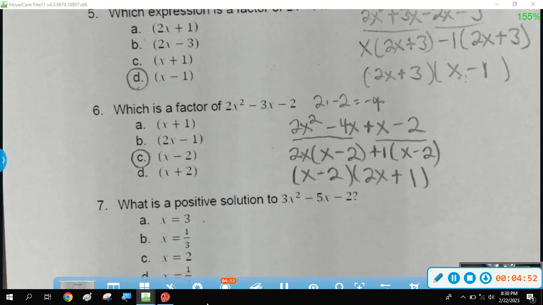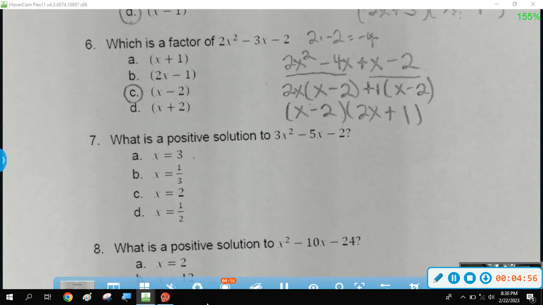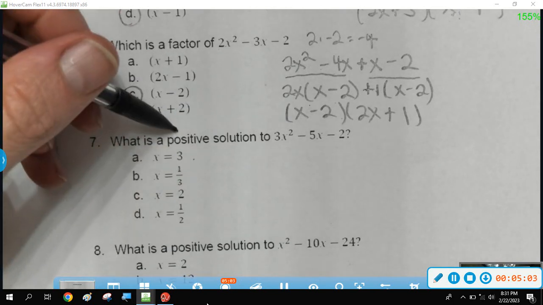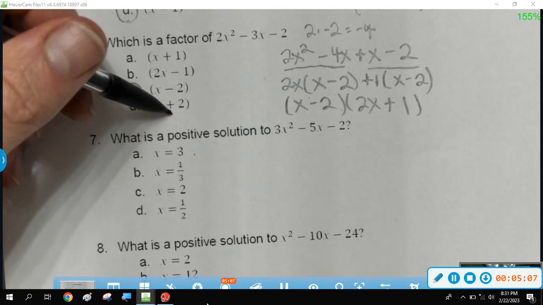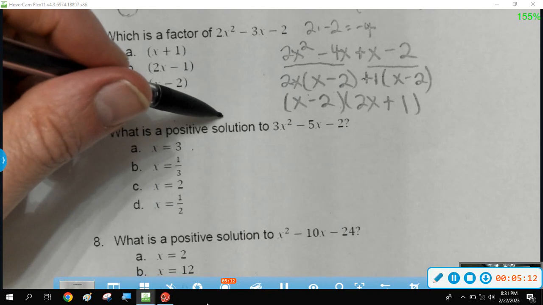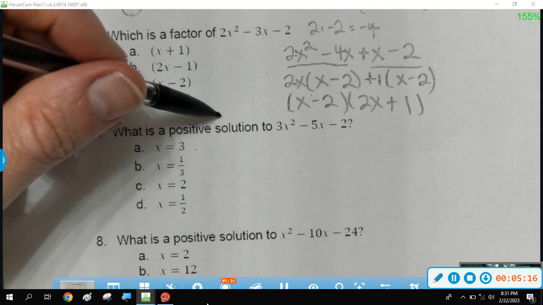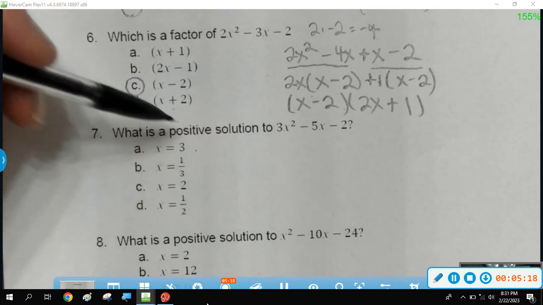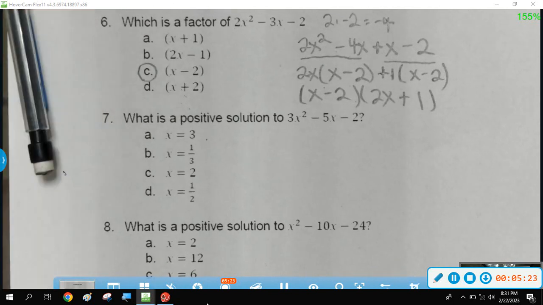Okay, now for the next one. It says, what is a positive solution to 3x squared minus 5x minus 2? All right, so pay attention to this word. It doesn't want potentially both solutions. It just wants the positive solution. So when we graph this and we look at the solutions, zeros, roots, x-intercepts, the place where it crosses the x-axis, we're going to make sure we take the positive one as our answer. And so let's go ahead and graph it and see what we got.